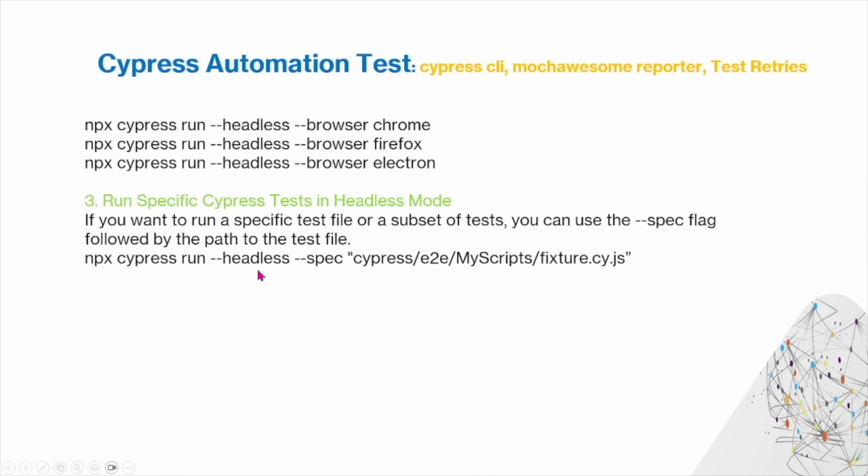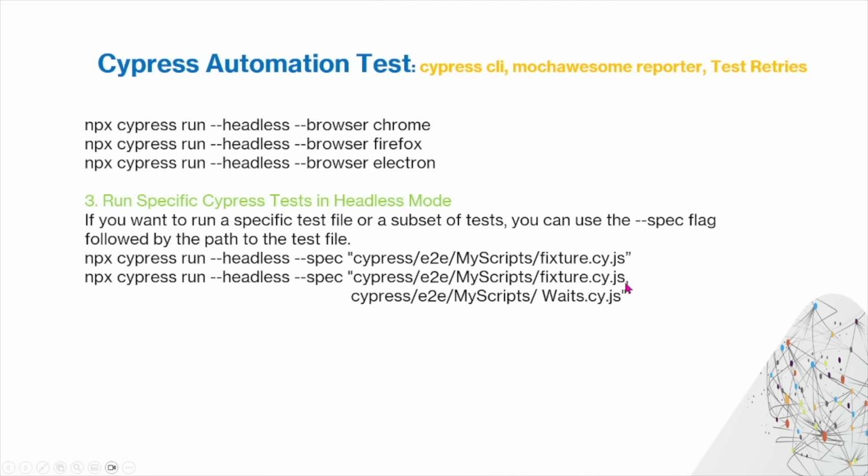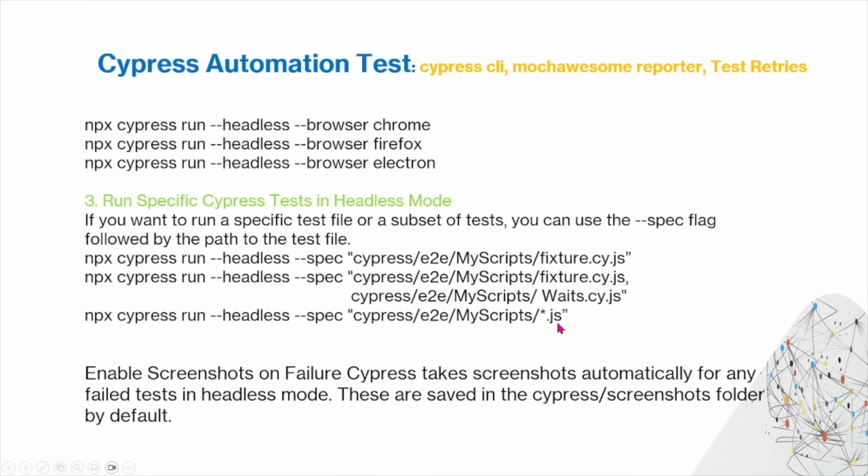So this is what it will look like. npx cypress run headless spec is the fixture.cy.js file. So you're just running this file. And this is some more examples that you can use to run two files at once. This is another example to run all the files within your script folder.